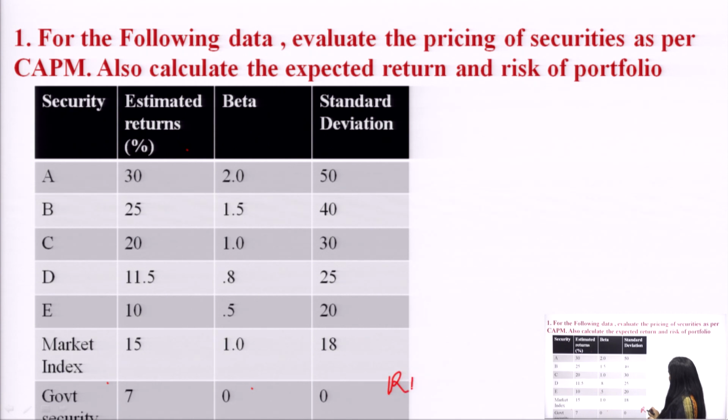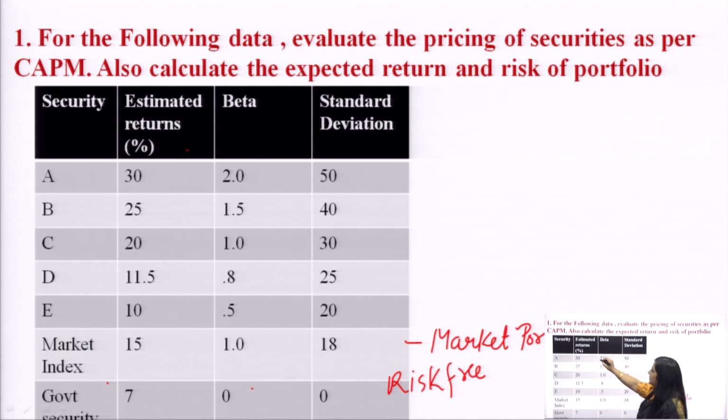Since directly it is not being provided in some questions, we have to find out which one is a risk free security, and here the risk free security is government security, and this is the market portfolio. Market portfolio means which is having all the assets or all the securities in the market. So, this is called the market portfolio. Now, we have been provided these things. We have the estimated returns, we have beta, we have standard deviation, we have risk free security return and risk, and we have market portfolio return and risk.